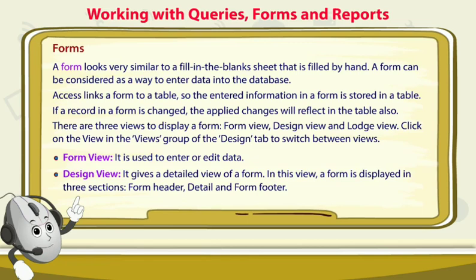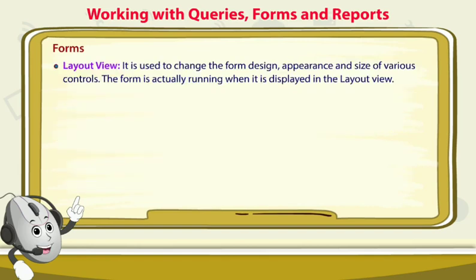Layout view is used to change the appearance of the form. Select the desired options, such as field border color and other effects. Step number 3, click on the design tab, and select the desired effect.